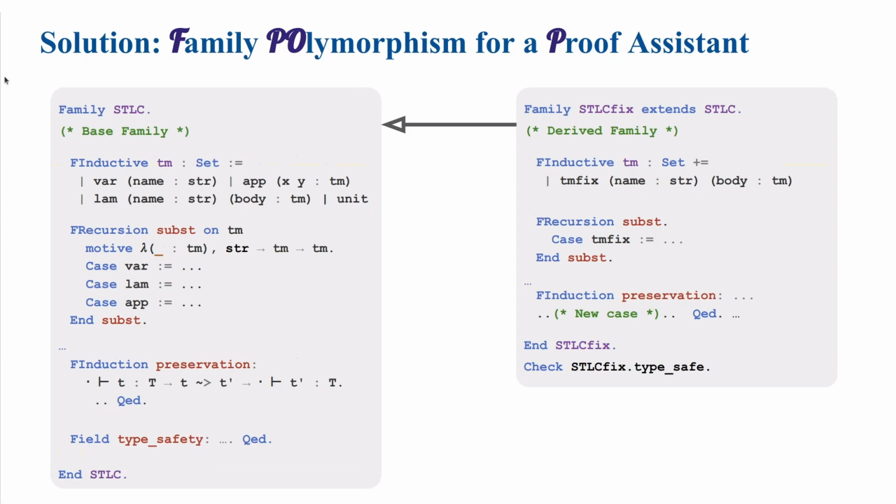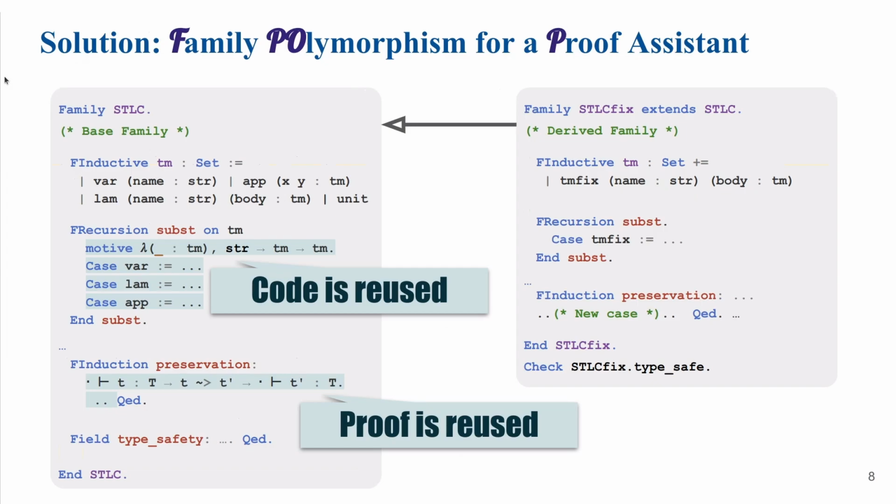Here, we have two families, the base family STLC and the derived family STLC fix. The base family STLC hosts the STLC metatheories, from abstract syntax to the type safety theorem. Family STLC fix, derived from STLC, makes adjustments as needed by a fixed point extension. It adds a new constructor to the inductive types and adds new cases to the recursive functions and induction proofs. Members of the base STLC family are automatically reused by the derived family and need no adjustment.